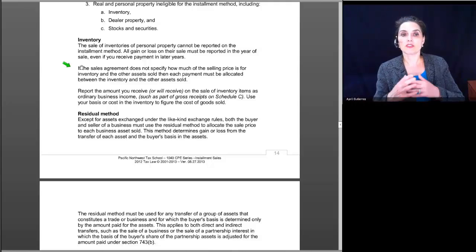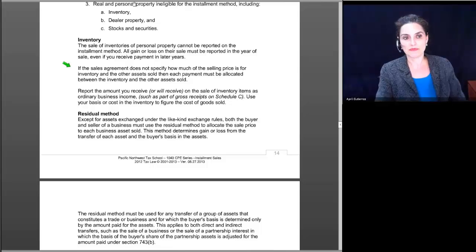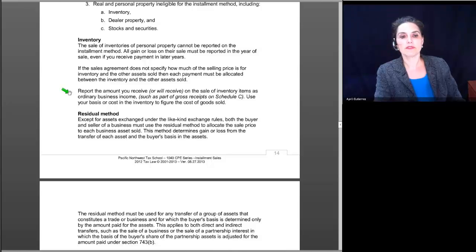And so any amount that you can't attribute to hardcore assets is usually reserved for the going concern value and goodwill. And there is an exception to that, and that is if there are some notes or receivables, those are categorized into a different group again. But typically, I'm not seeing that happen very often, but you would need to account for it if you did have it. So if the sale agreement does not specify how much of the selling price is for inventory and the other assets sold, then each payment must be allocated between inventory and the other assets sold. Report the amount you receive or will receive on the sale of inventory items as ordinary business income, such as the part of gross receipts on Schedule C.